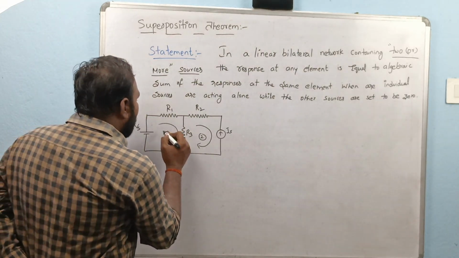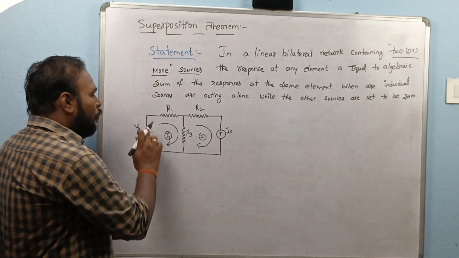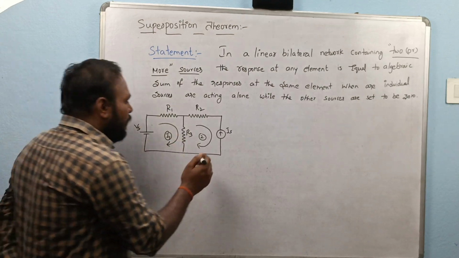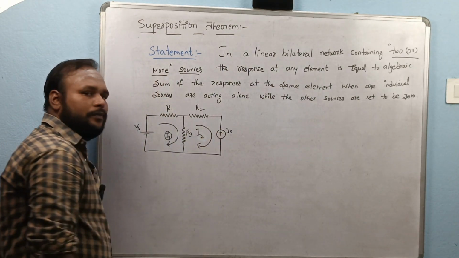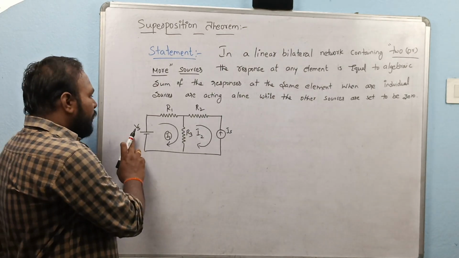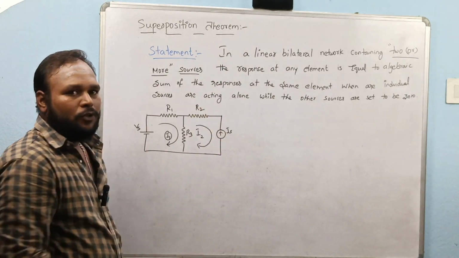The current flowing through loop 1 is I1 and the current flowing through loop 2 is I2. Is it right? So one voltage source and one current source.